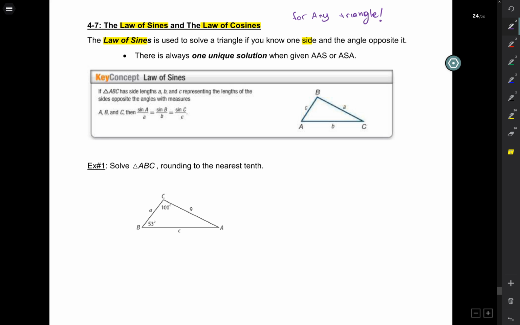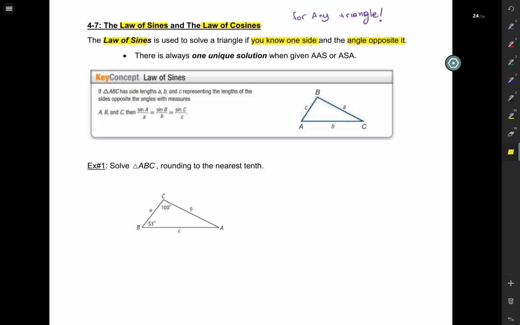All right, so the law of sines is used if you know one side of the triangle, and you have to know the angle opposite to it. So there has to be a pair of a side and an angle opposite to it that you have to know, and then you can use that as a starting point to find everything else that's missing.